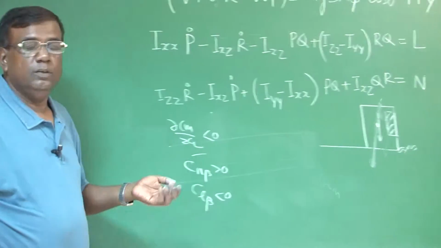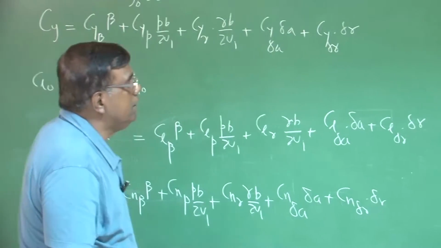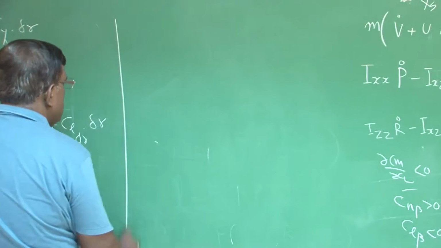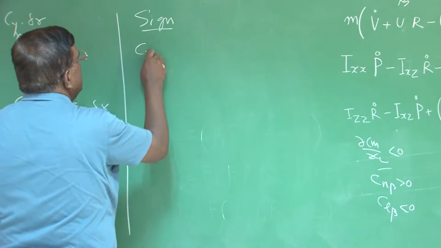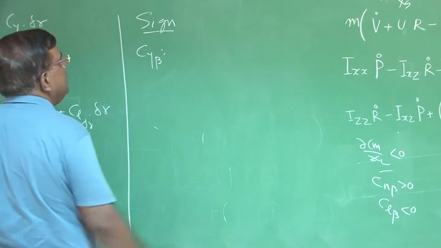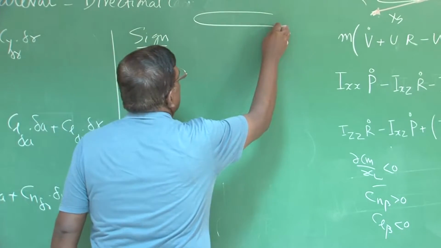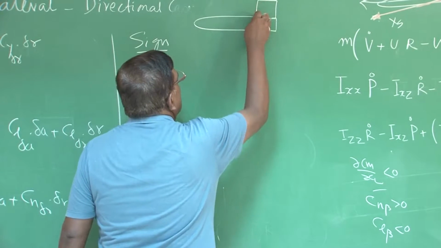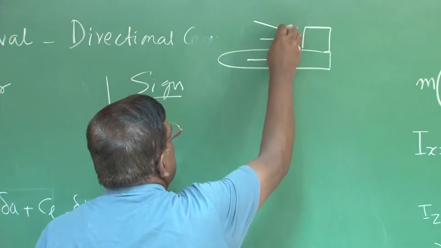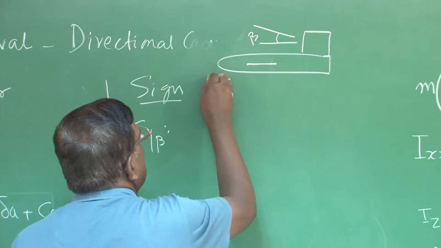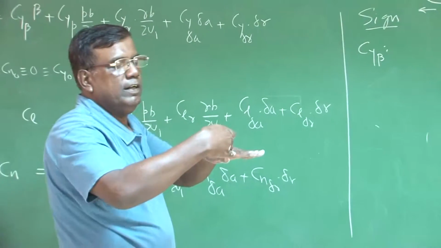Similar for Cl beta, you understand that, right? So if I want to cross check whether I understood the signs or not, let's take one by one. Cy beta, what will be its sign? We'll draw a tile like this, and positive beta means wind is coming from the right hand side and flying like this. This is the relative airspeed.